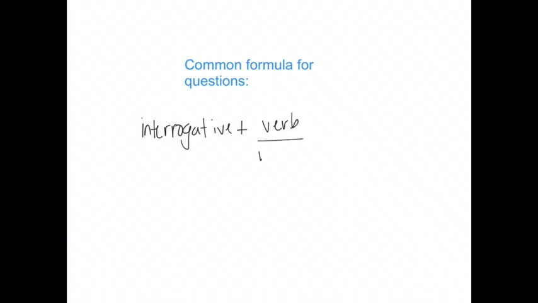If you like to think about formulas, a common way to think about questions is you'd have your interrogative word first, and then whatever details follow. Could be a verb, could be a noun, depending on the interrogative you choose. Then add your extra details.